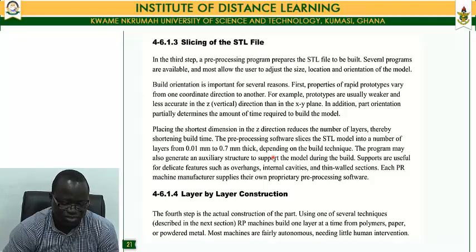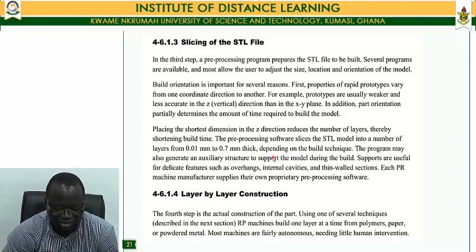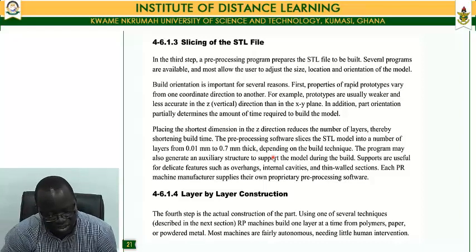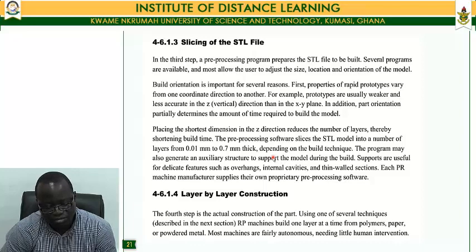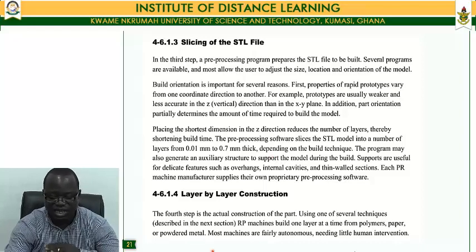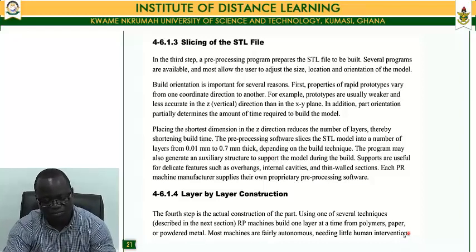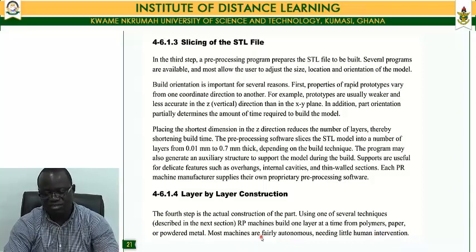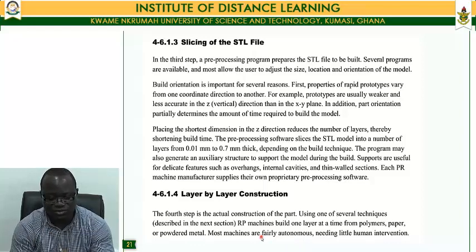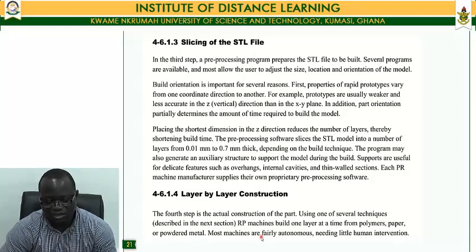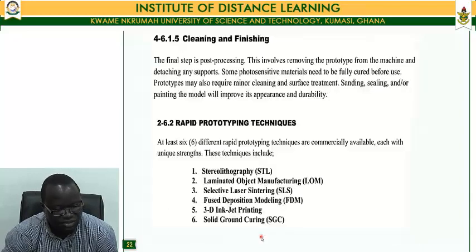Now, the fourth step basically is the actual construction of the part. Now, it uses one of the several techniques that are going to be described. We have rapid prototyping machines building the parts one layer at a time for polymers, paper or powdered metal. And then most machines are fairly autonomous. That is, when you close it and you start it, you just leave it, and then by the time it's complete, you just open and take your part.